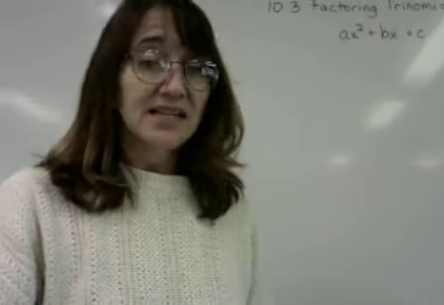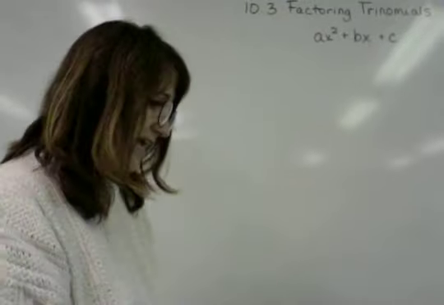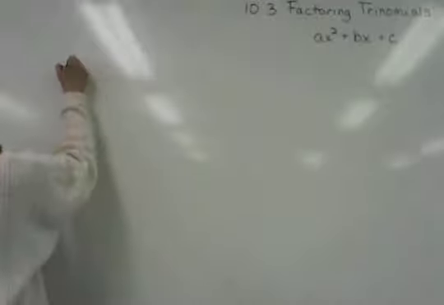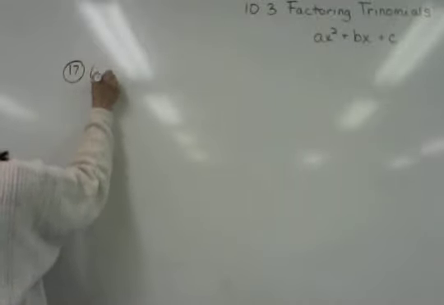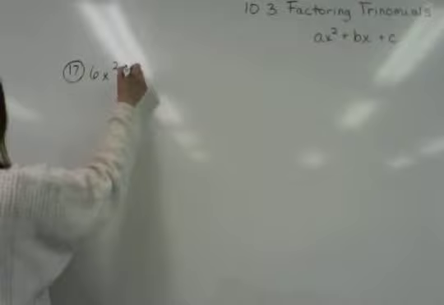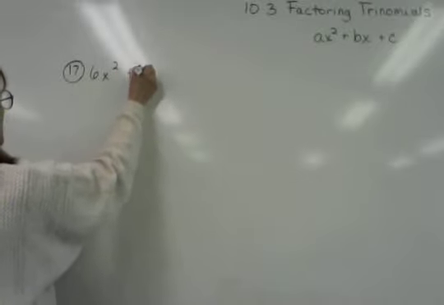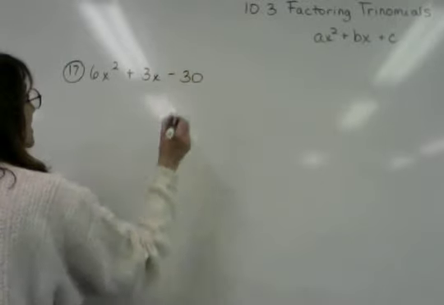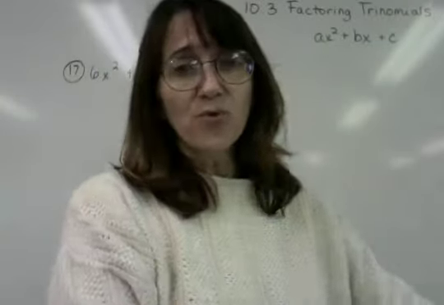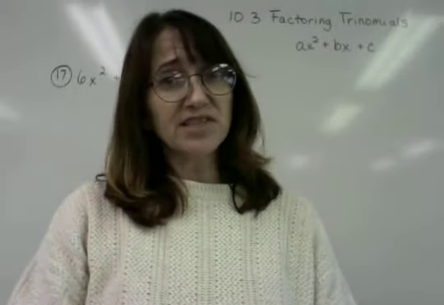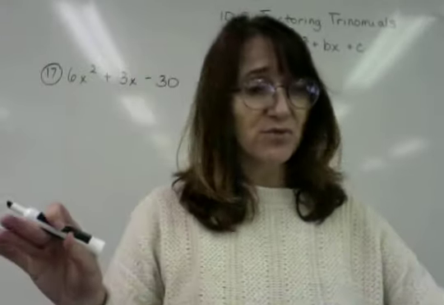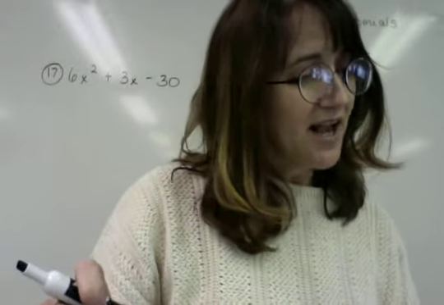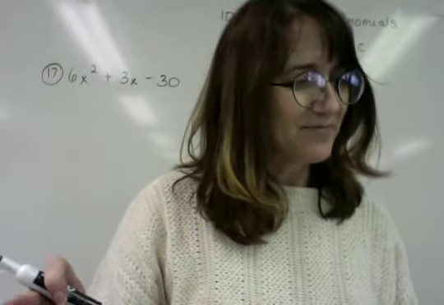So 17 is 6x squared plus 3x minus 30. This is where we're using that rule I told you to circle because it's just a common question on one of your tests. That's right there at the top of page 417.